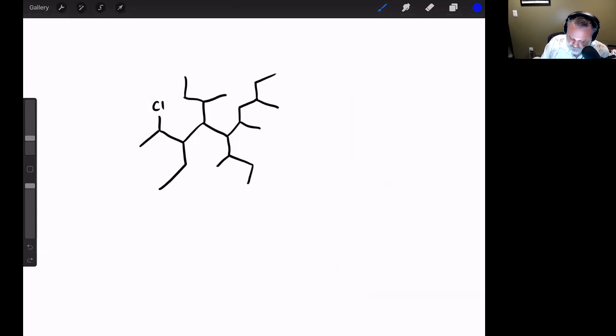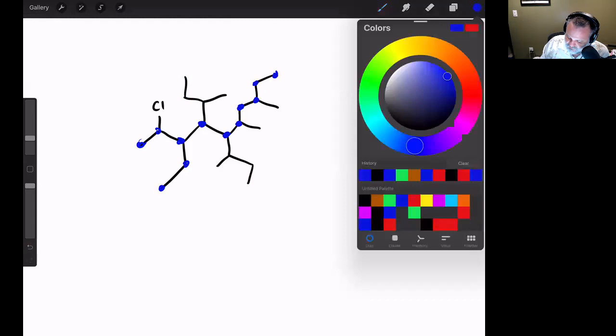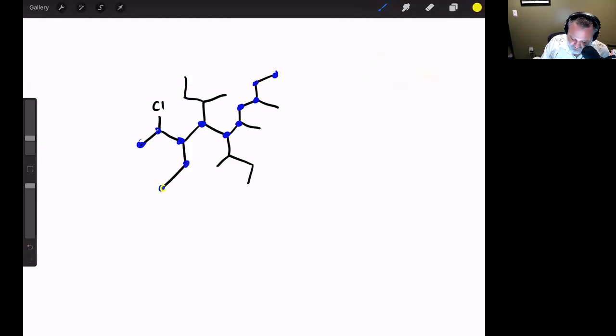Let's try counting 1 through 10. That's 10 carbons as a possibility. Let's try another path, 1 through 9. That's also 10 carbons as a possibility. Let's try a third path, 1 through 9. That's 10 carbons as a possibility. And so it looks like we have 3 different possibilities that are 10 carbons.